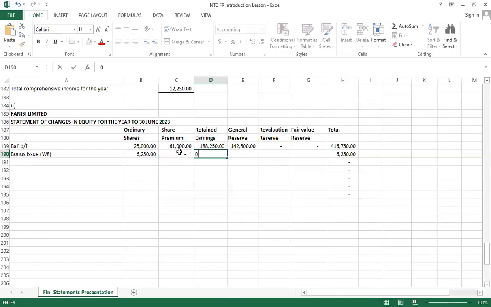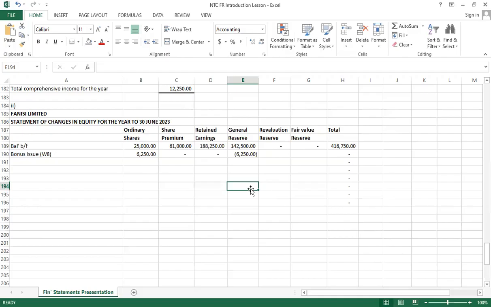We agreed that this bonus issue was financed by capitalizing the general reserve. So we said you debit general reserve. Debiting general reserve means that you decrease the general reserve by that figure.